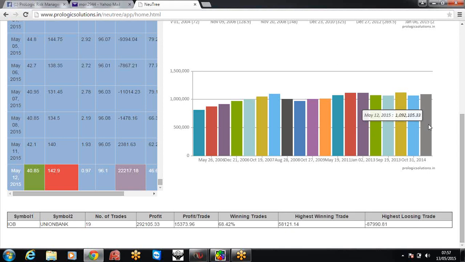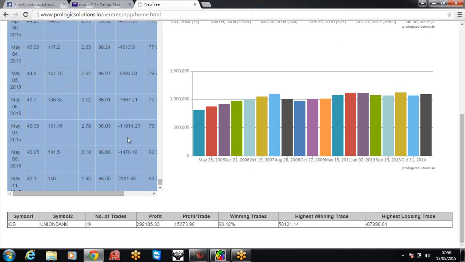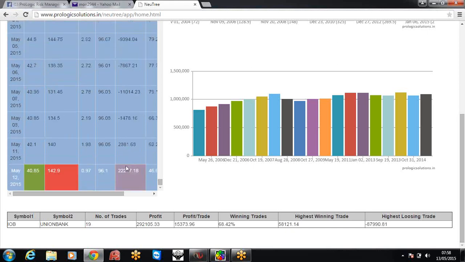10 lakhs is the total turnover worth of the trade. So in case you are getting 10 times, that is in futures, your investment will be 1 lakh, and your profit is 22,000 rupees. So that is around 20% profit, 22% profit in how many days? 1, 2, 3, 4, 5, 6, 7, 8 or 9 days, you have made this profit.